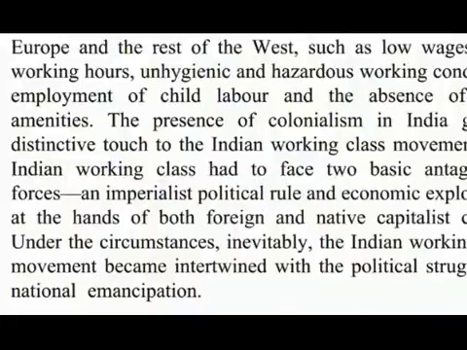The presence of colonialism in India gave a distinctive touch to the Indian working class movement. The Indian working class had to face two basic antagonistic forces, an imperialist political rule and economic exploitation at the hands of both foreign and native capitalist classes. Under these circumstances, inevitably, the Indian working class movement became intertwined with the political struggle for national emancipation.